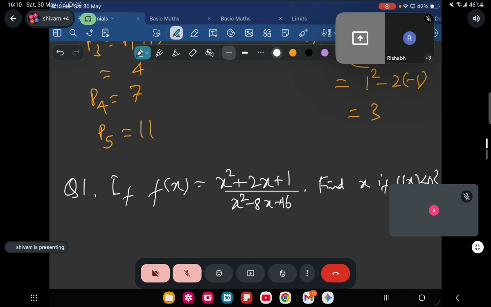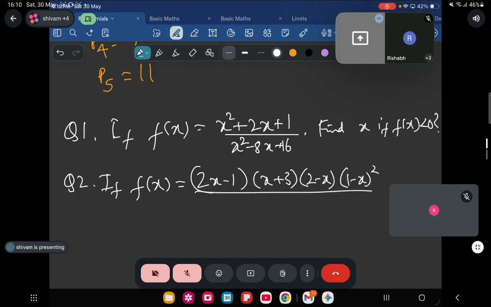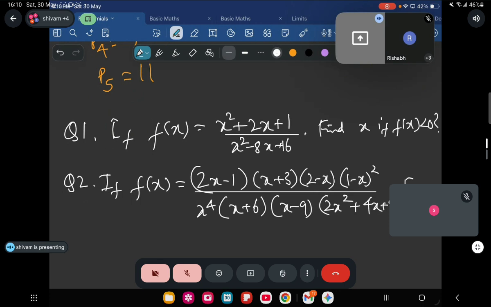Question number 2. If f of x equal to 2x minus 1 into x plus 3 into 2 minus x into 1 minus x whole square divided by x to the power 4 into x plus 6 into x minus 9 multiplied by 2x square plus 4x plus 9. Find x if f of x is less than 0. Solve.